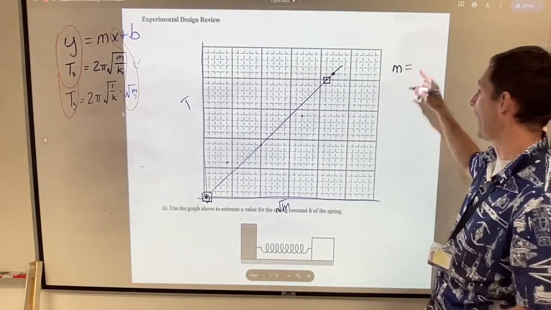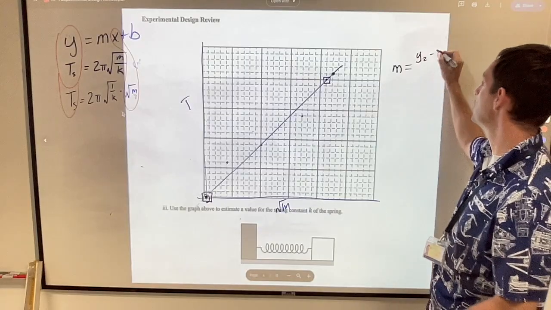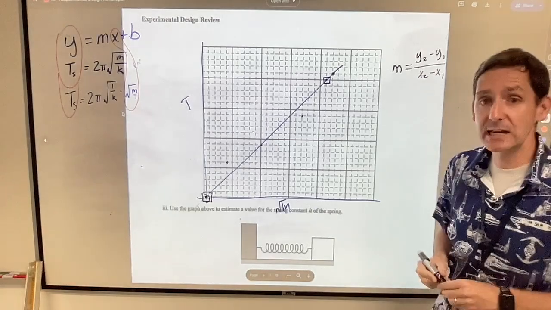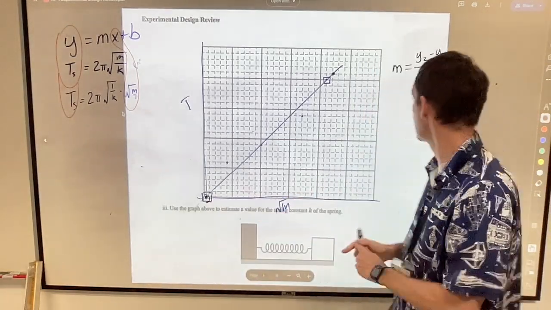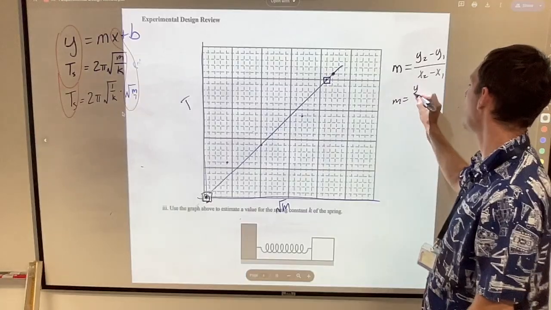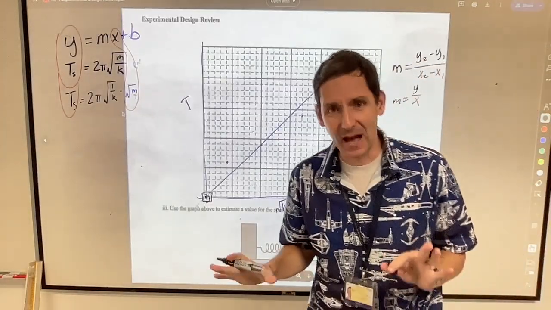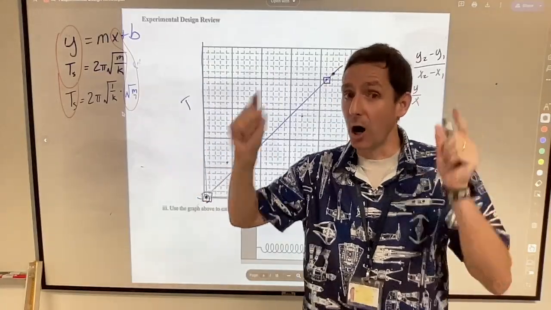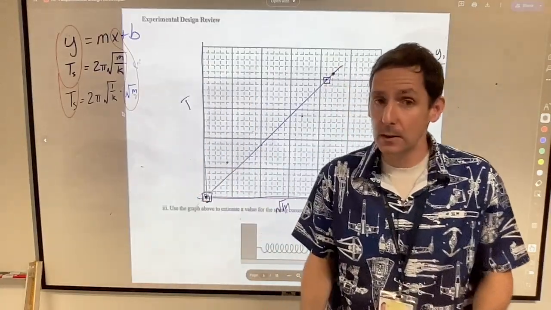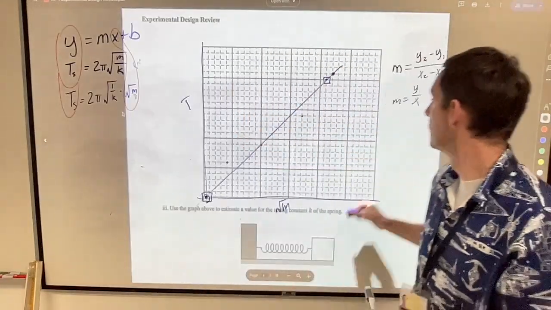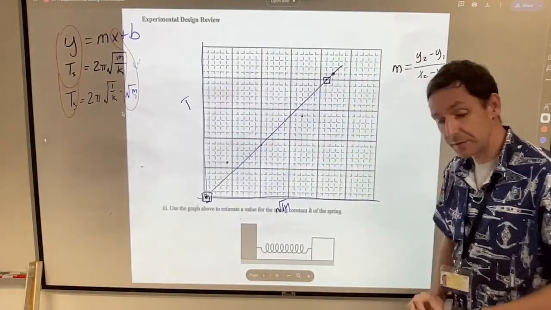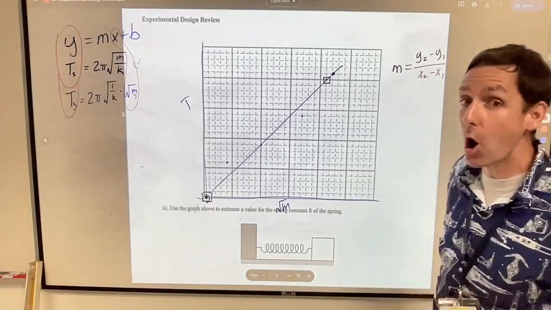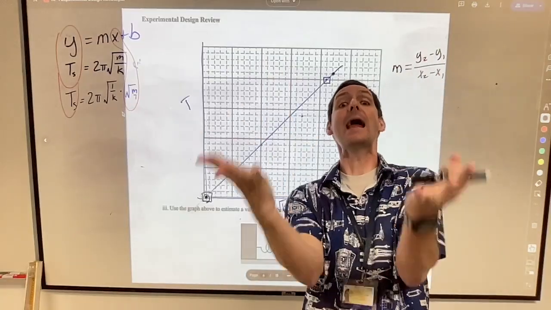When you do your math, do y2 minus y1 over x2 minus x1. Don't take a shortcut and say, oh, this is 0, 0, so it's just y over x. Don't do that. That's not making it clear that you use 2 points on your best fit line to get the slope. Make sure that you make it clear. Put the 0, 0 in. Subtract 0. The math isn't hard, I know. Just write it down.